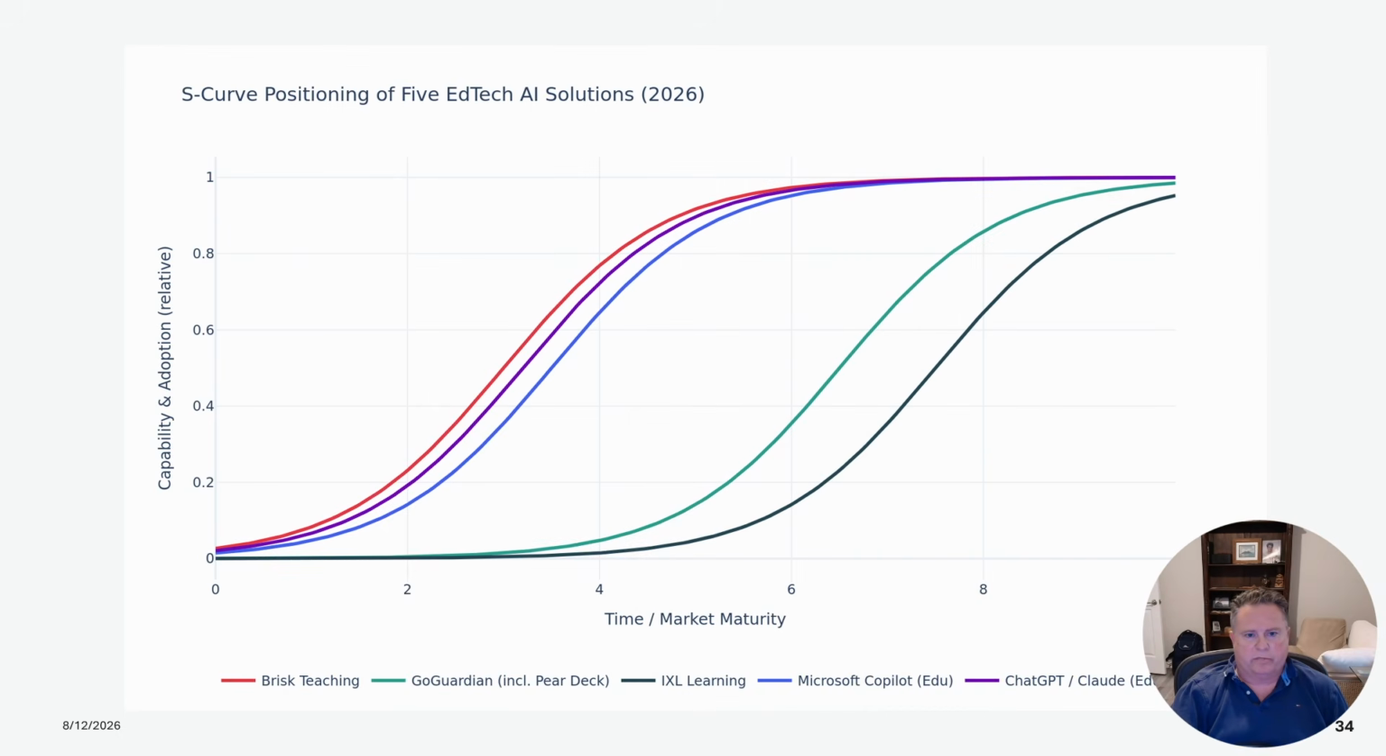We're looking at some of the S-curve positioning of the 5 EdTech AI solutions. We have Brisk Teaching, GoGuardian, IXL, Microsoft Copilot, ChatGPT. IXL Learning and GoGuardian have been around for quite some time, but they have AI elements that they're stacking on, so we still expect to see more inflection and growth. And you can see with Brisk, Microsoft, and ChatGPT, we should see some rapid inflection change in the near to intermediate term.